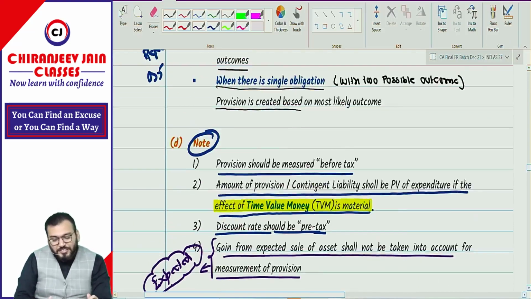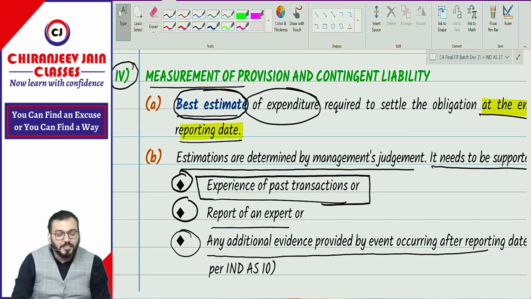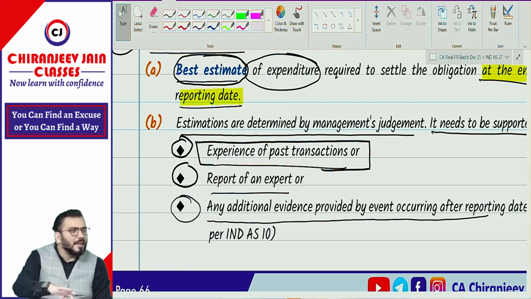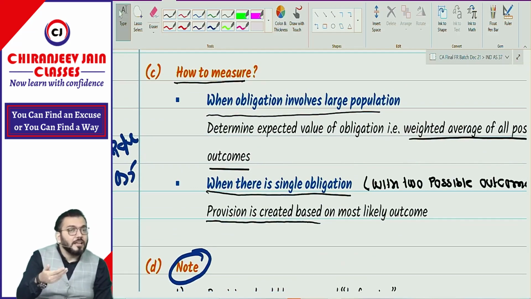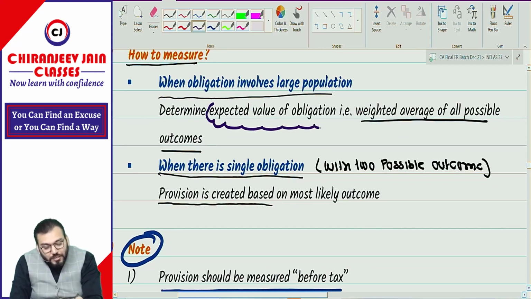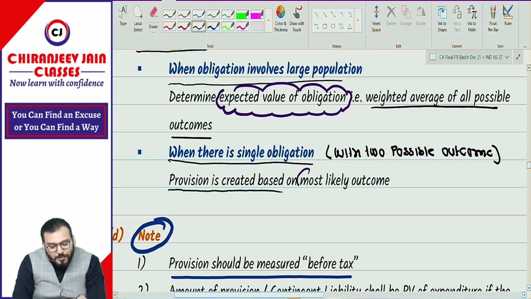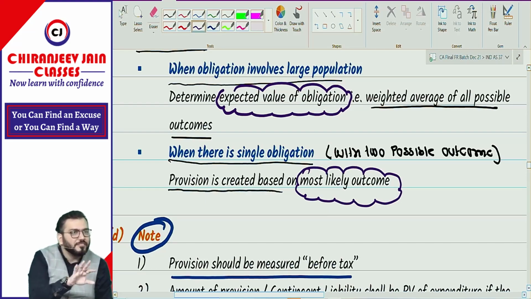Now, before the break we were discussing measurement. You have understood that it is the best estimate of expenditure required to settle the obligation at the end of the reporting period. Estimates are determined by management judgment, supported by similar past transactions, a report of an expert, or additional evidence provided by events occurring after the reporting date. When the obligation involves a large population, we determine the expected value of obligation, that is, the weighted average of all possible outcomes. When there is a single obligation with two possible outcomes, we apply the most likely outcome without any average.